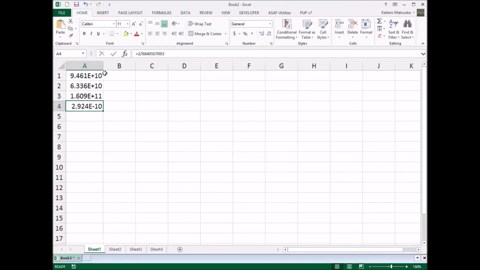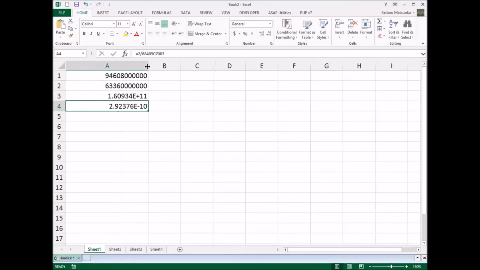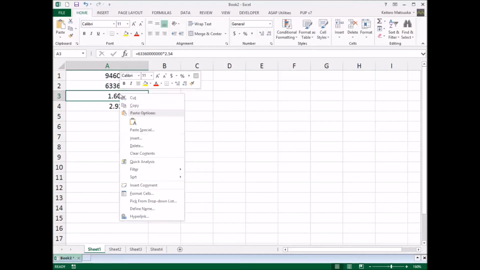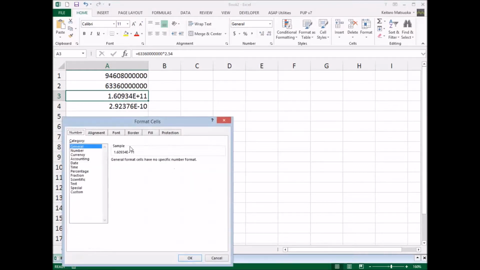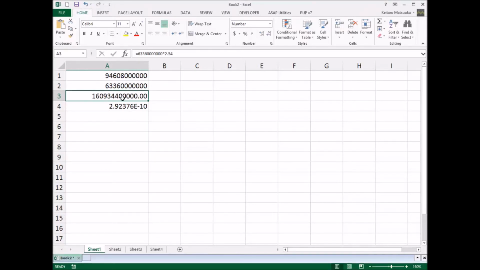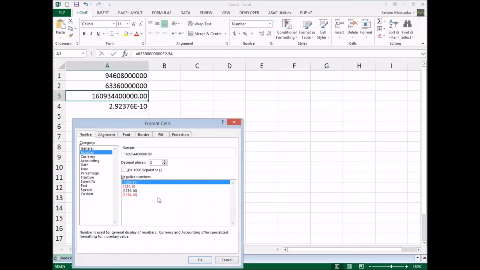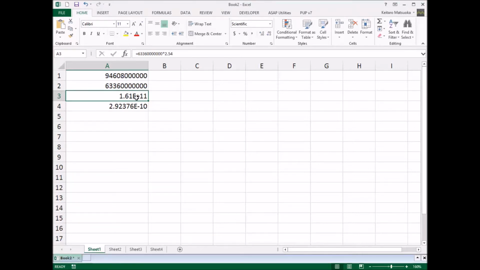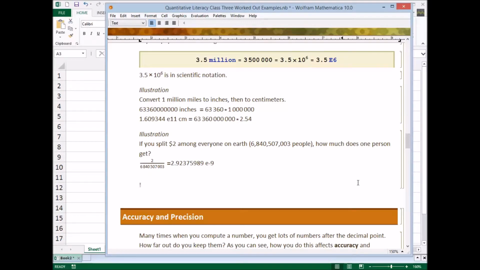And what is the actual number? Well, you can extend Excel's cell to see how big it is. Or if it's not converting, you can right click on it, format cells, go to number, and it'll give you the actual number. Or if it's giving you the actual number but not the scientific notation, right click on it, format cells, and choose scientific. Press OK. You get the scientific notation number. Okay, so that's how you do scientific notation.